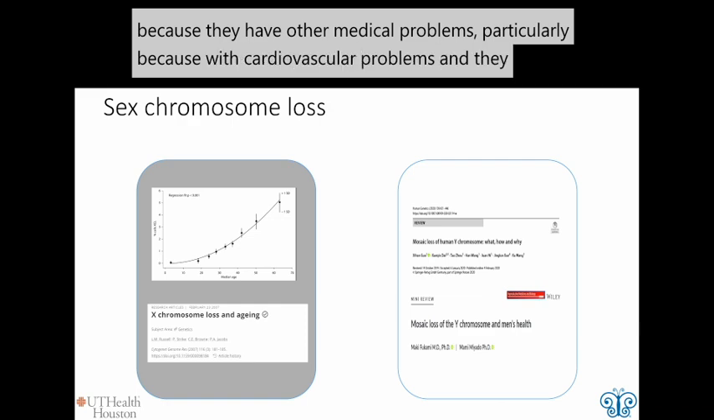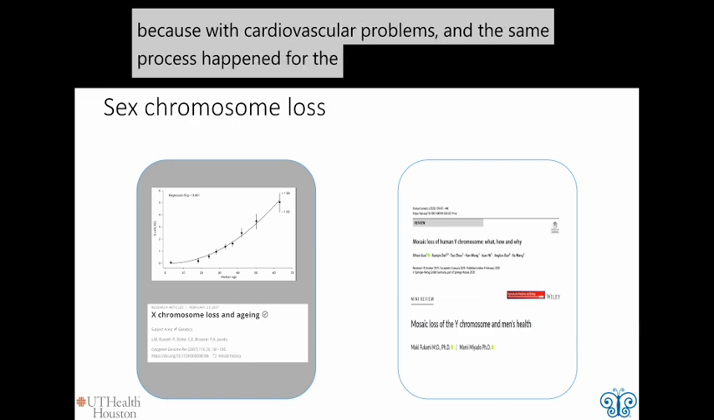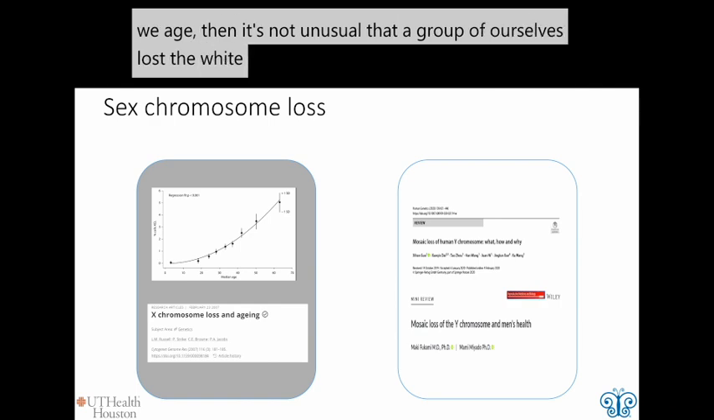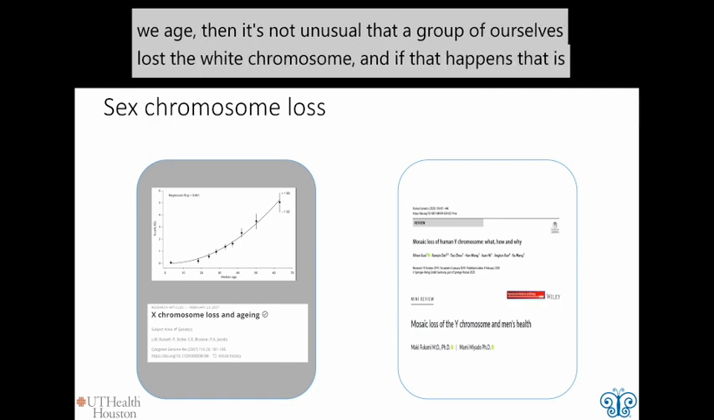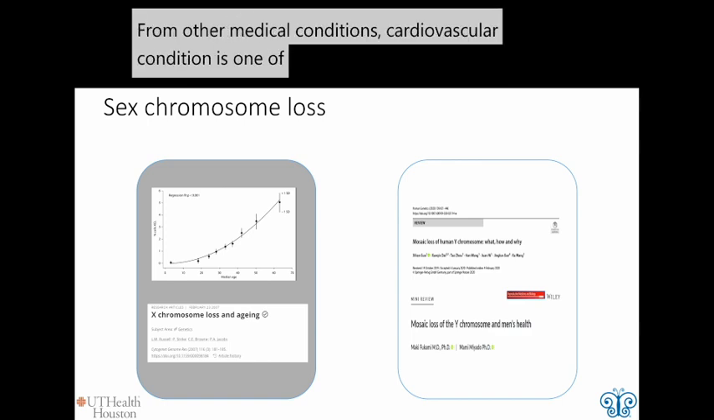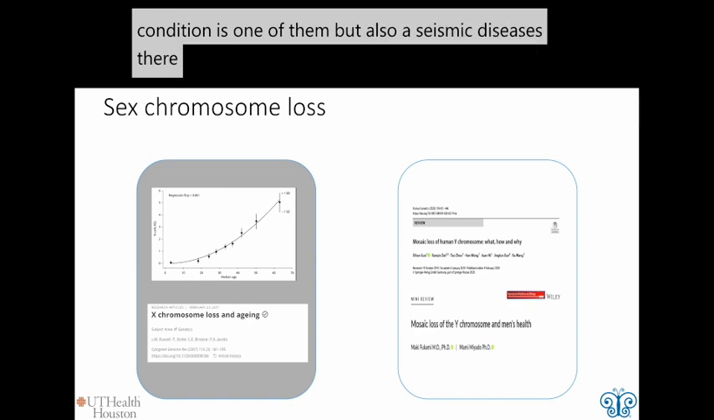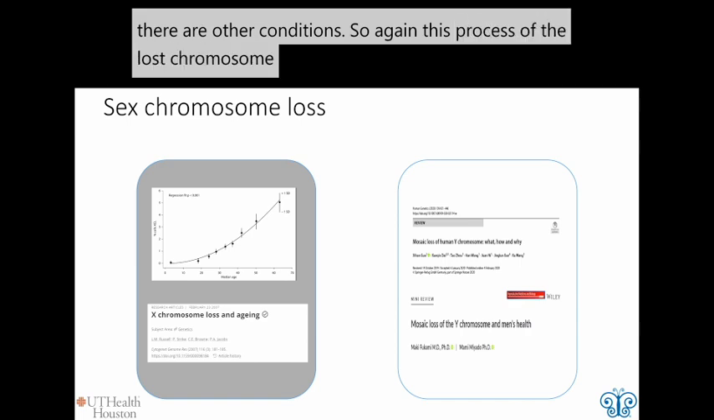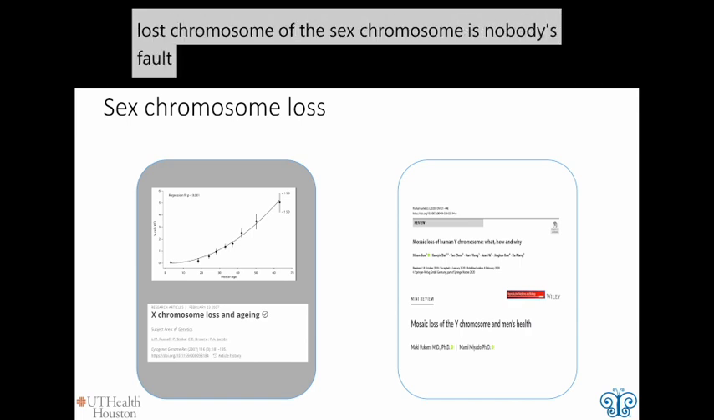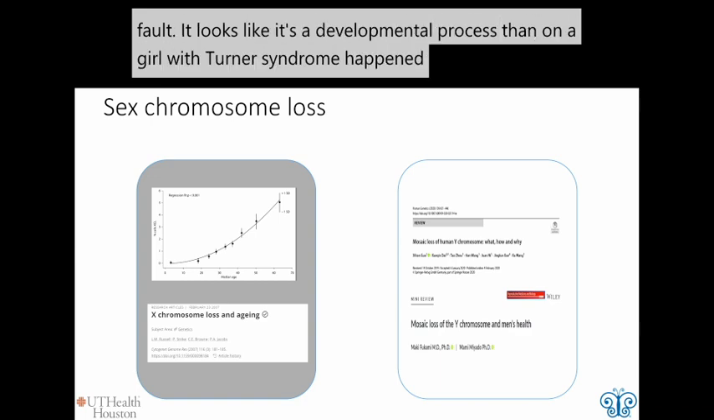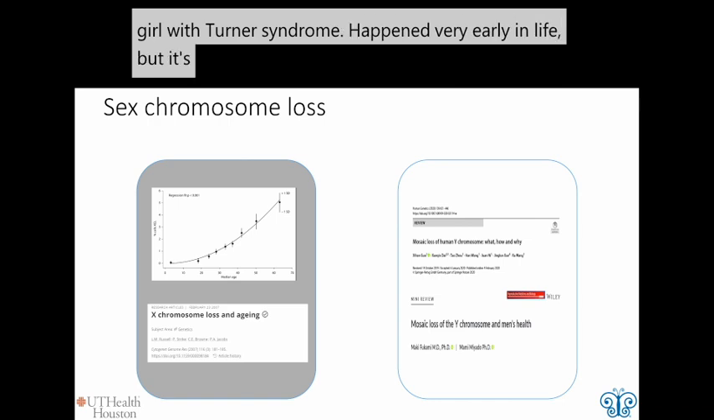And the same process happens for the males. We now know that as we age, it's not unusual that a group of our cells lose the Y chromosome, and if that happens, that is linked with some other medical conditions. Cardiovascular conditions are one of them, but also Alzheimer's disease, as well as other conditions. So again, this process of the loss of a sex chromosome is nobody's fault. It looks like a developmental process that in a girl with Turner syndrome happened very early in life, but it's something that could happen later in life.